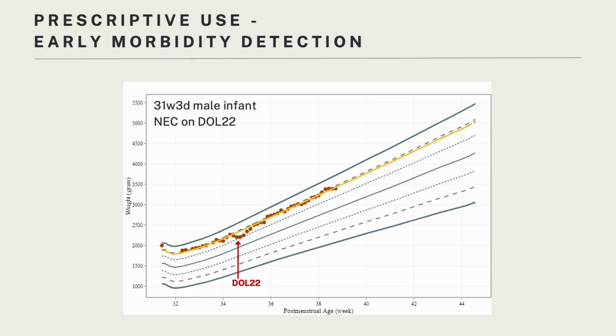Another prescriptive use of postnatal growth charts is illustrated here. So this is a 31-week male infant who did well until 22 days of life when he developed necrotizing enterocolitis. As you can see here, 2 to 3 days before NEC, he started having issues keeping up with his weight gain, even though there were no changes in his clinical status and his nutrient delivery. So any unexpected deviation from the growth trajectory could lead to actionable recommendations to look further into why growth is not following the trajectory.